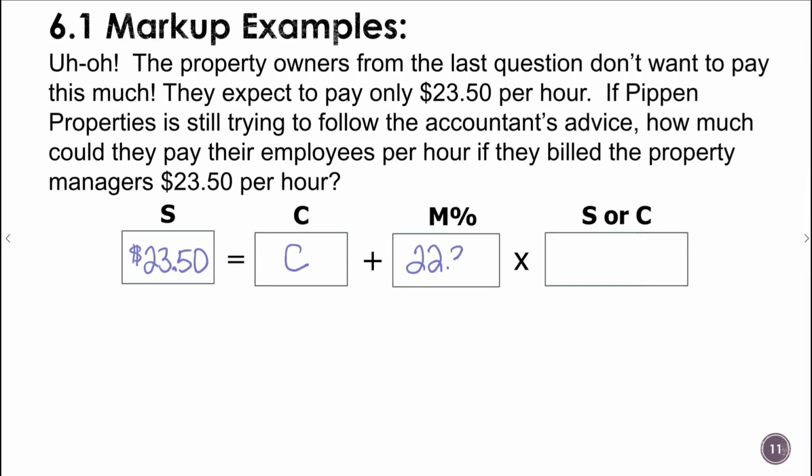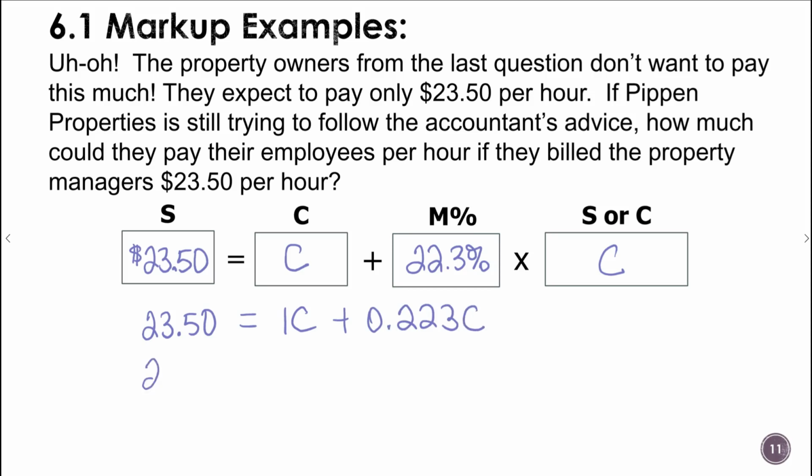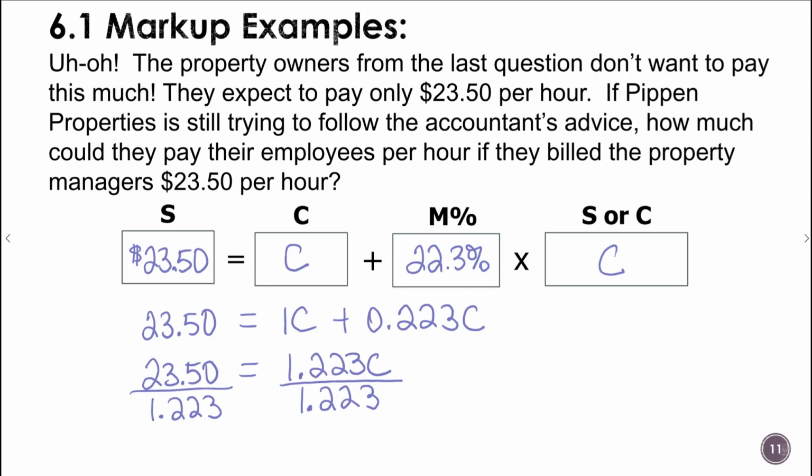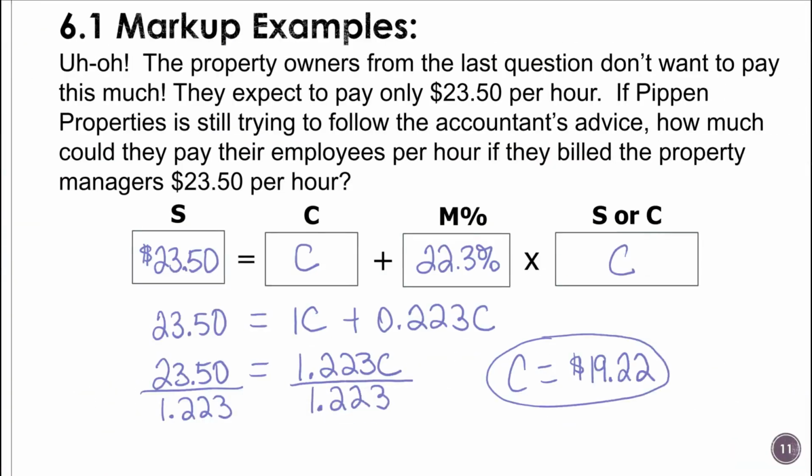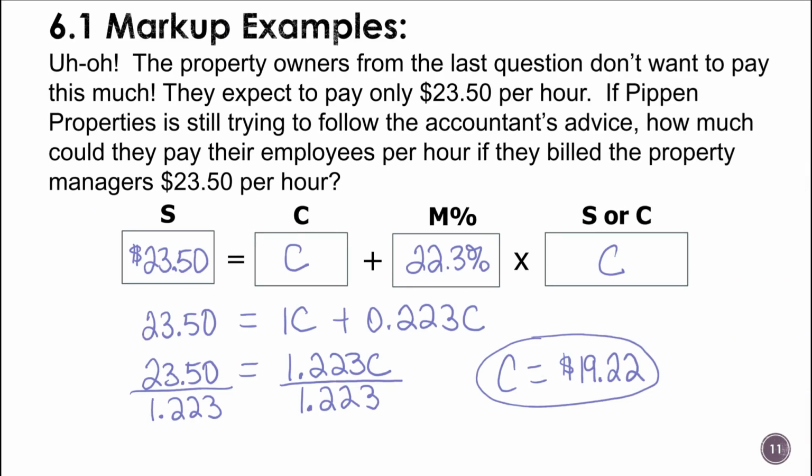So it's going to be 22.3% on the cost. And this time we don't know the cost, so we have to put a C right there. We write the equation, 23.50 equals 1C. Remember, that's a 1 we're going to be adding here, plus 0.223C. We add those two together. So 1.223C, and we divide by that to solve. Okay, and so when we divide 23.50 by 1.223, we get 19.22. Now remember, on the previous question, the employees were paid $20.25 per hour, and now it's been reduced to $19.22 per hour. And so that's what the property owners wanted, and so that's how that works out.